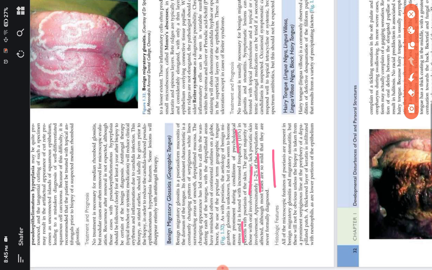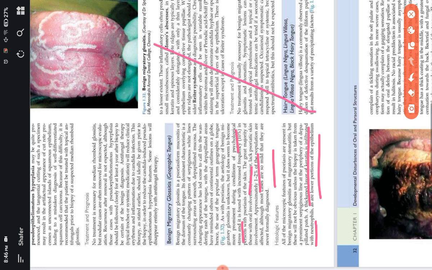Coming to the histologic features, all the microscopic features of psoriasis are similar in benign migratory glossitis, geographic tongue, and migratory stomatitis. But obviously, these are not evident unless a biopsy is taken from a prominent serpiginous white line which is at the periphery of a depapillated patch. A thickened layer of keratin is infiltrated with neutrophils. Neutrophils are inflammatory cells which infiltrate the keratin layer and the lower portions of the epithelium to a lesser extent.